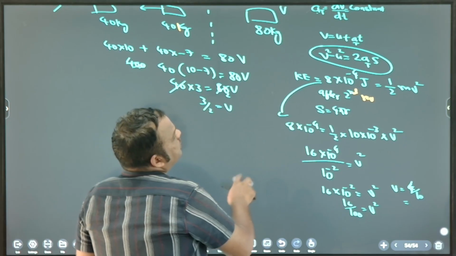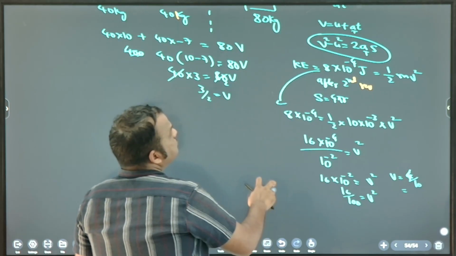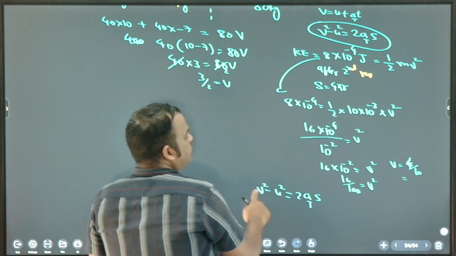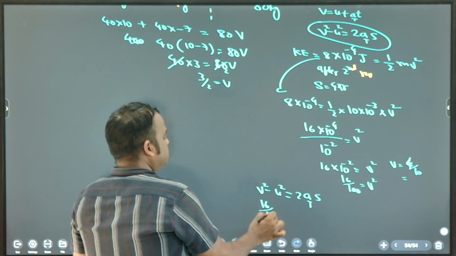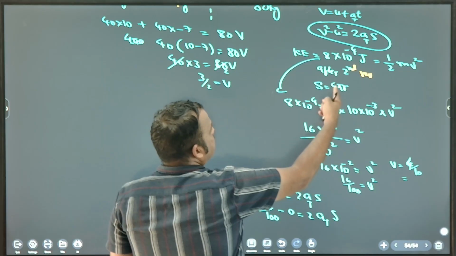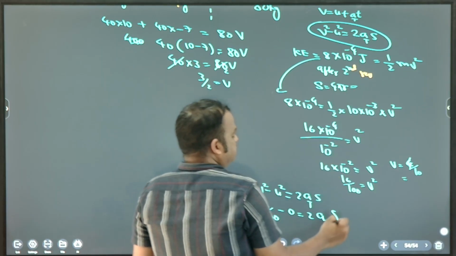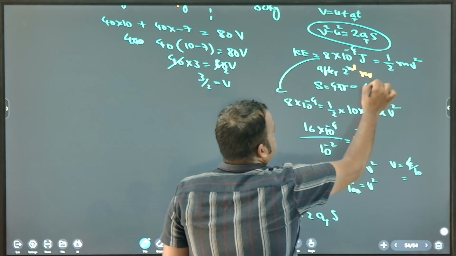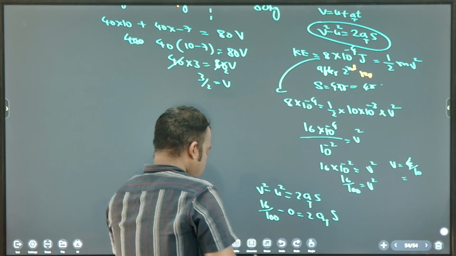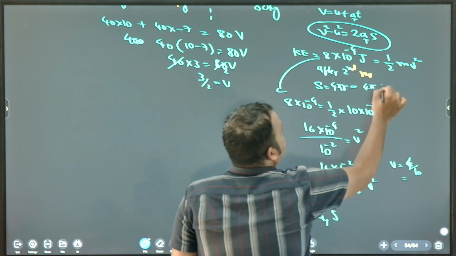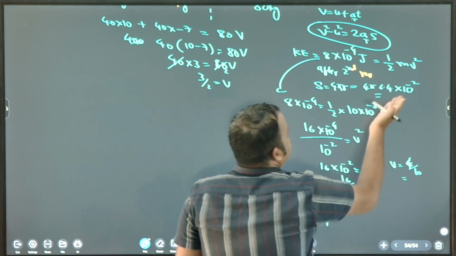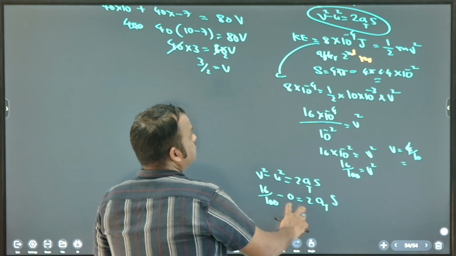Now you substitute in this. v square minus u square is 2as. So v square is 16 by 100, u is 0, 2as. s is 4 pi r, and r is given as 6.4 centimeter, which is 6.4 into 10 power minus 2. Okay, this is s, put it here.